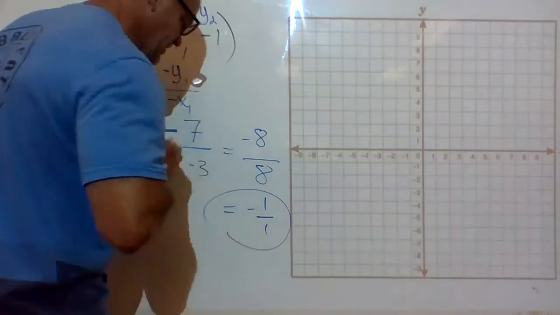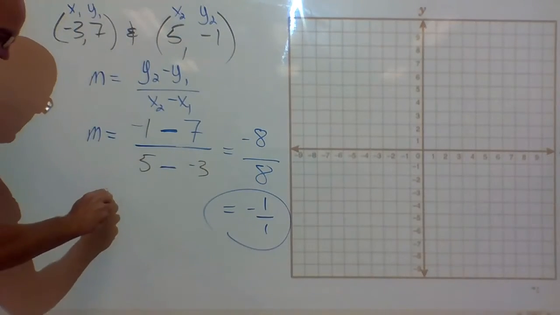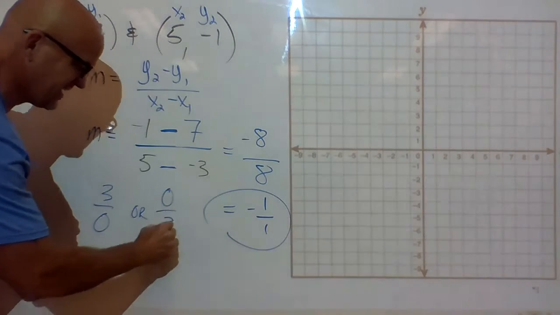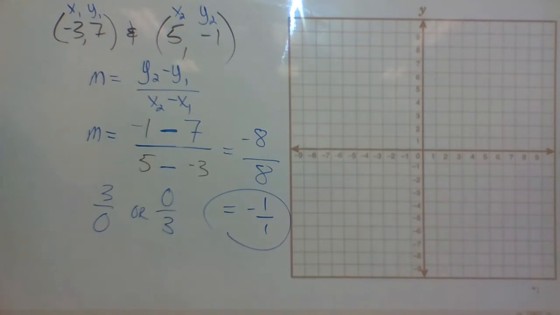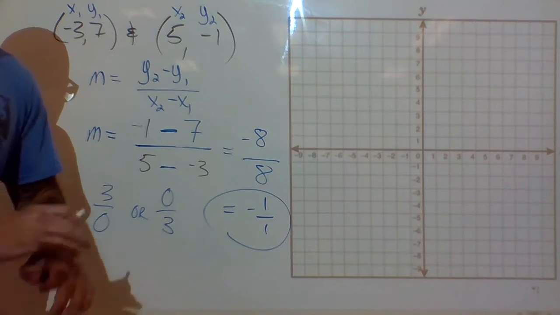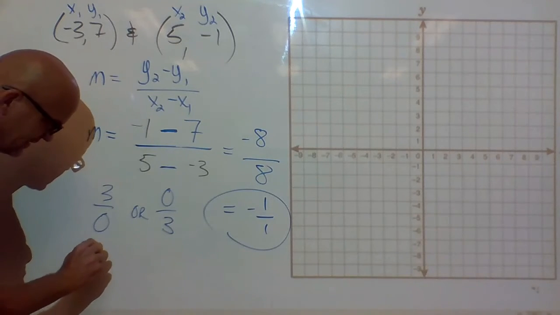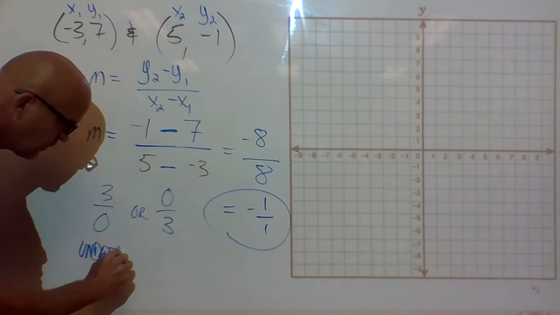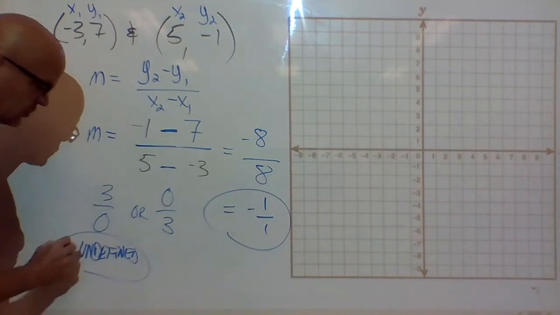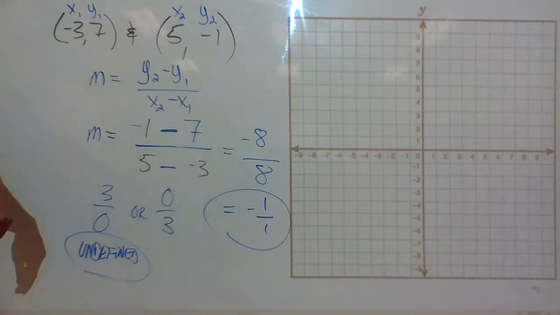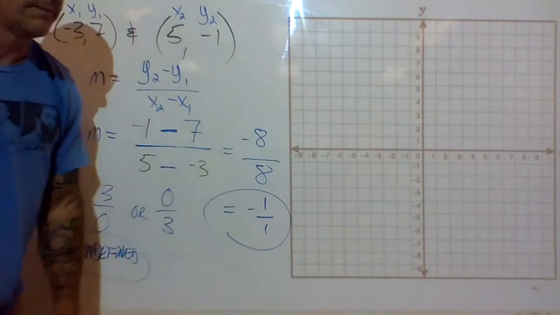The other thing I do want to mention, if you do a slope and it works out like this, or it works out like this, what does that mean? Well, here's the deal. You cannot divide by 0. If you try to take 3 divided by 0 and you put that into a calculator anywhere, it's not going to work. This is undefined. If you take that back to rise over run, this has no run. There's no horizontal movement, which means vertical line.